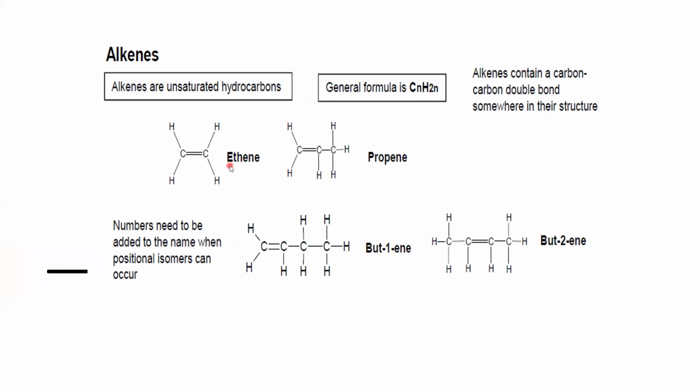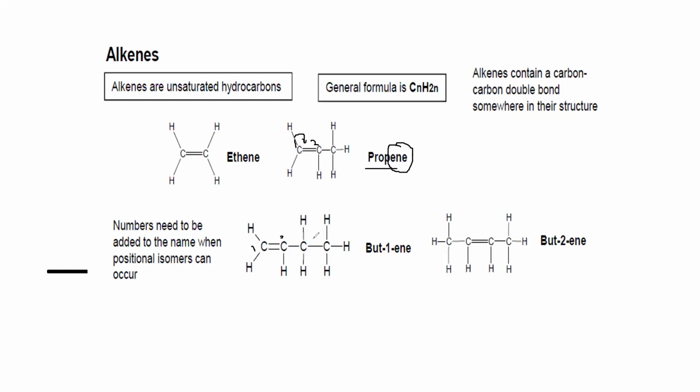Because there are two carbons, that's why it is eth. They have a double bond between them, it's ene, so it is ethene. There are three carbon atoms and the double bond is between the first and second carbon, so it is prop, and because of the double bond, it is ene.